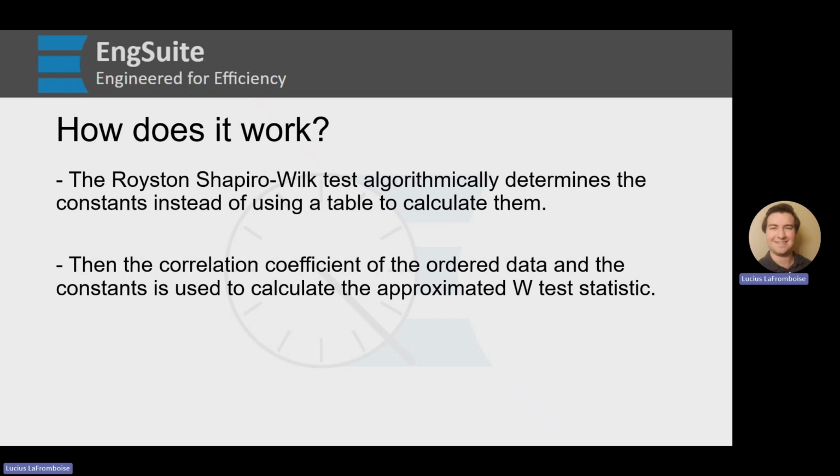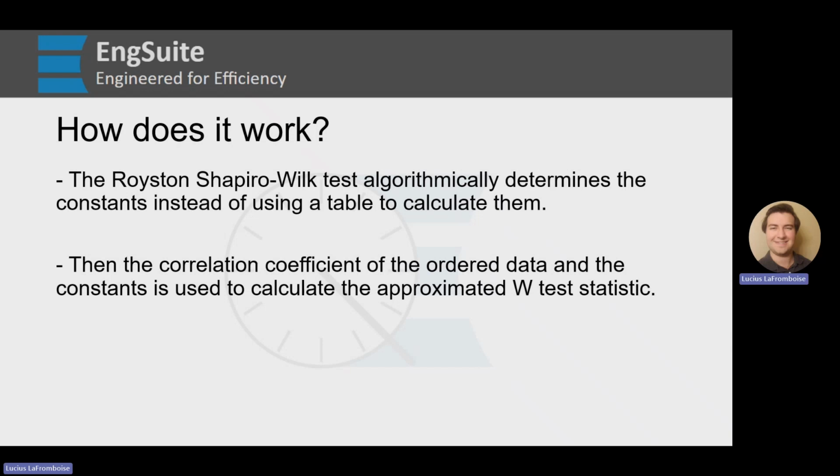Well, the Royston Shapiro-Wilk test algorithmically determines the constants instead of using a table to calculate them. So if you remember in the Shapiro-Wilk test, we had a giant table of constants that we then had to use the sample size in order to figure out what those constants are going to be and the actual placement in the equation. Well, the Royston Shapiro-Wilk test simplifies it down a ton, so instead of needing an enormous 5,000 by 2,500 table of values, we use an algorithm to approximate those coefficients.